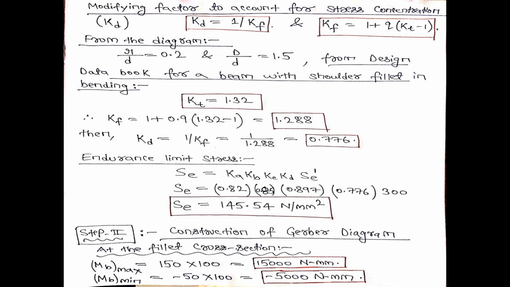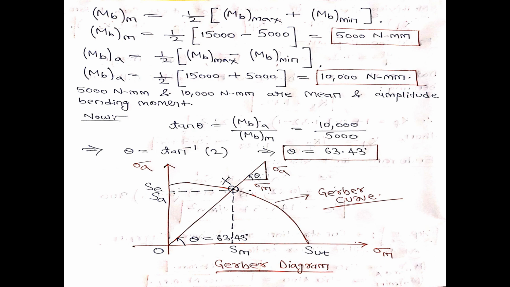Fine. So when I have the minimum bending moment and the maximum bending moment, then what can I find out? I can find out the value of the mean bending moment, MB suffix M, and the alternating bending moment, MB suffix A. Then from the mean bending moment and the alternating bending moment we can find out the mean bending stress, sigma M, and the alternating bending stress, sigma A. Did you understand? Yes, sir. Fine, sir.